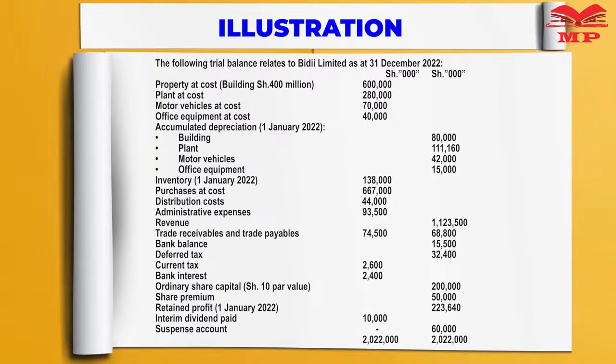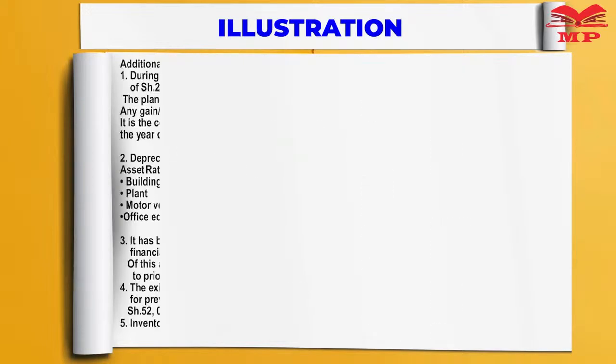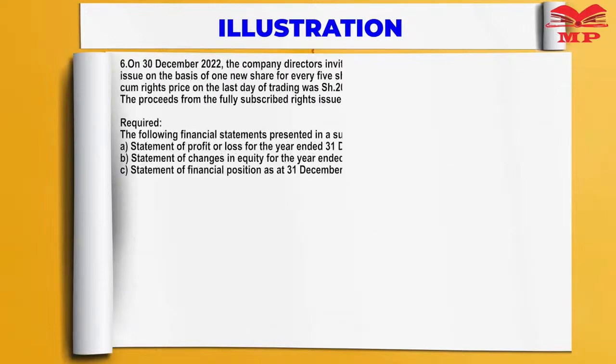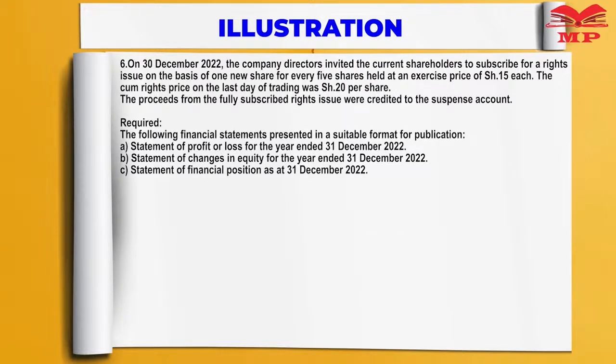Then from there we have some additional information, note number 1 up to note number 6. And then what are we required? We are required to prepare the following financial statements in a suitable format for publication. In other terms, we are required to prepare 3 components of financial statements in a format suitable for publication.